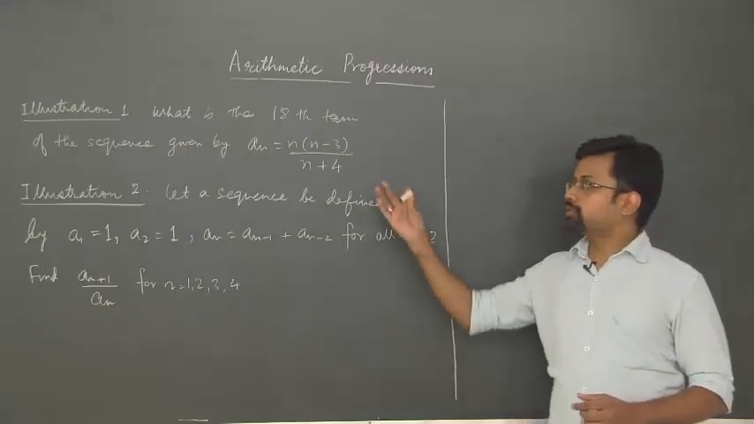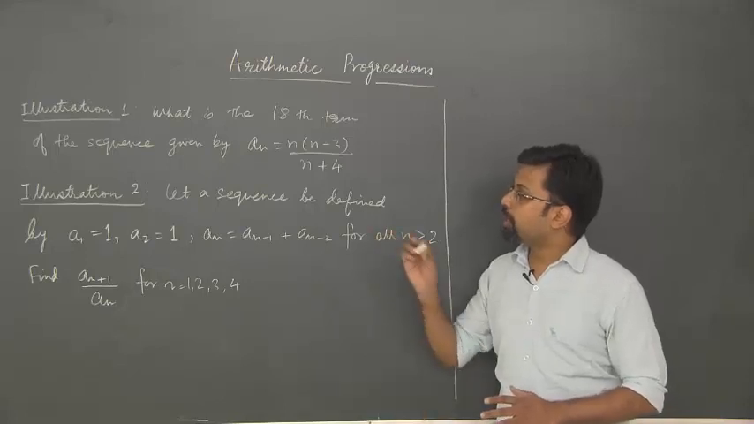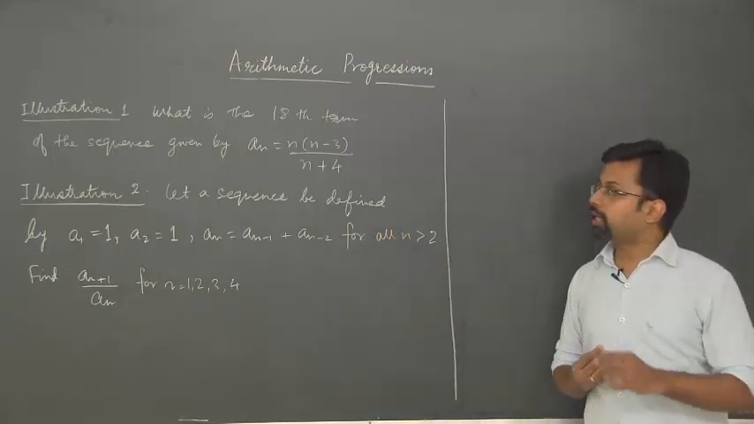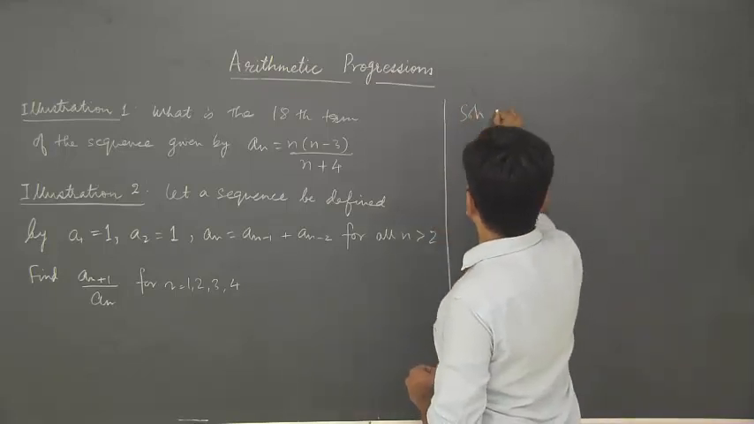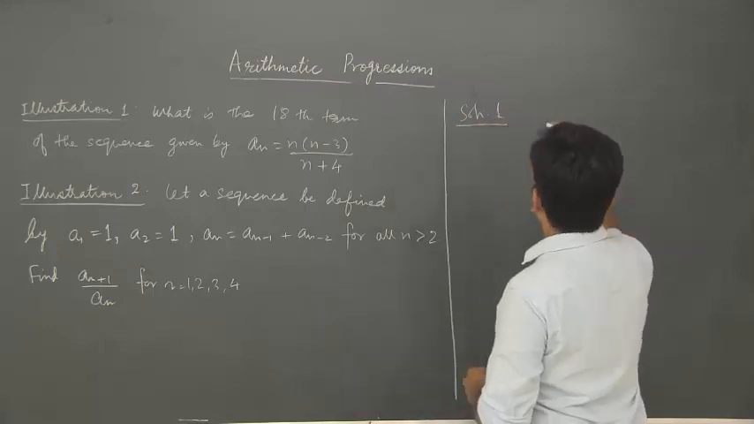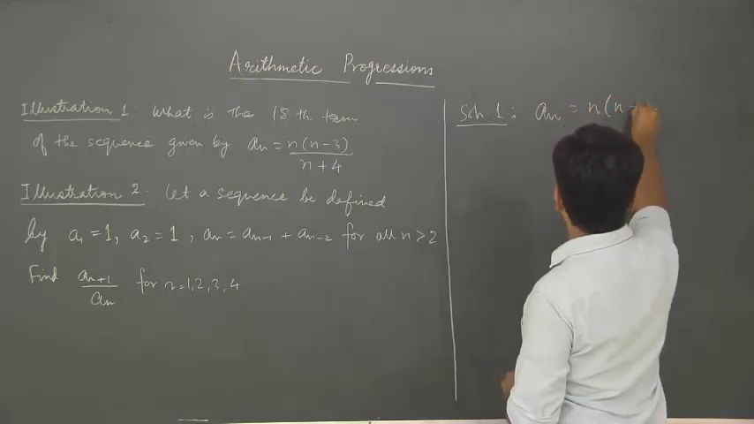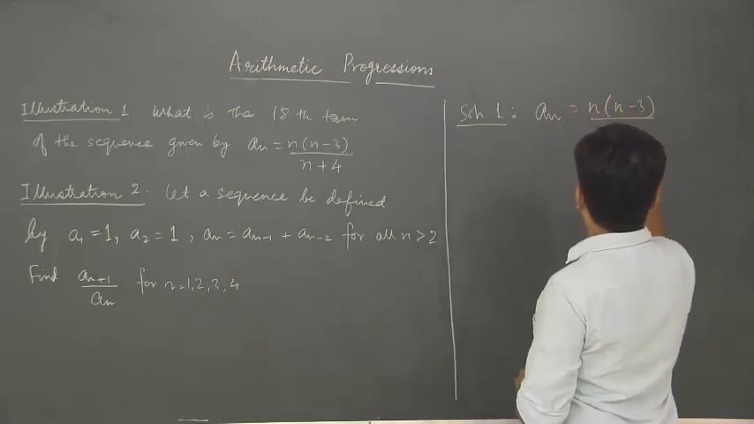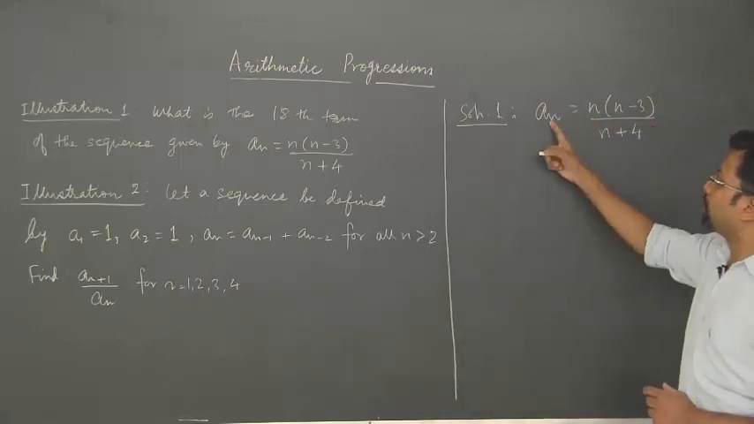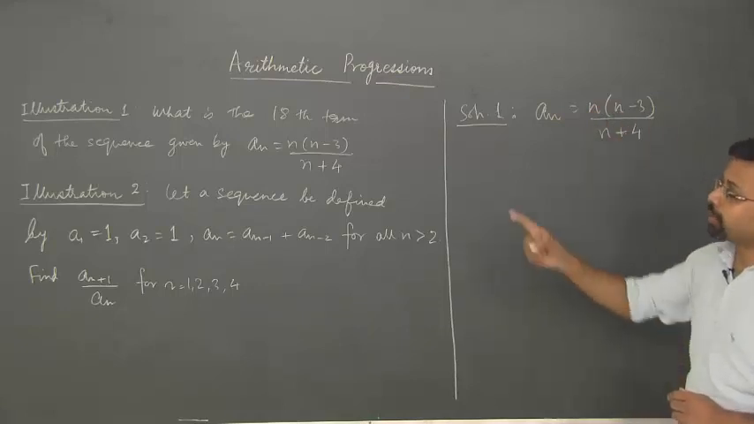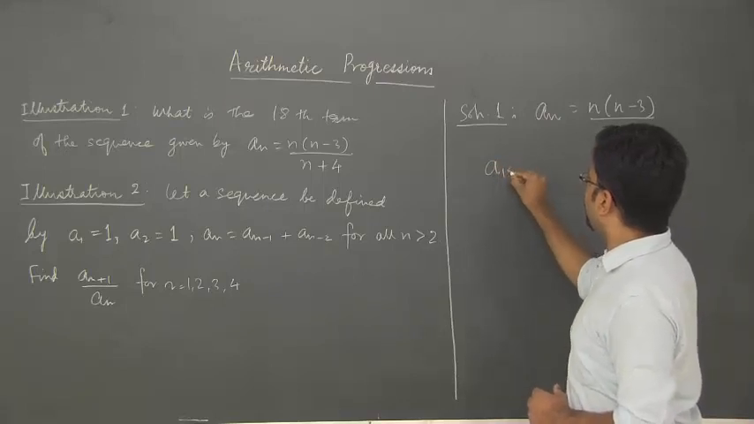Let's first look at these two illustrations. The first one says, what is the 18th term of the sequence given by an equal to (n minus 3) by (n plus 4)? Now, how do we take this up? The sequence is given by the formula. What is an? An is the nth term of the given sequence, and how do we obtain it? By putting the value of n over here. We have to find out the 18th term. So effectively we have to find A18.